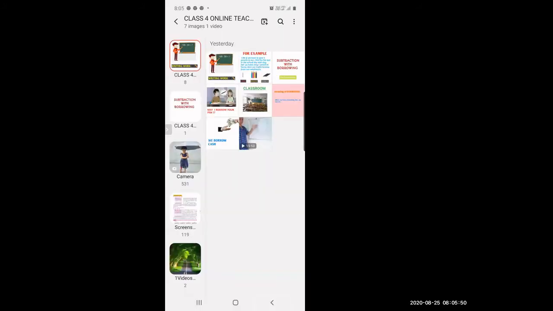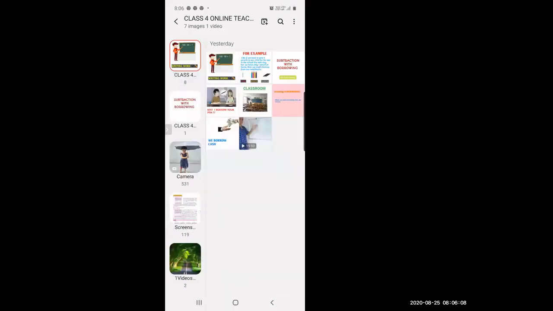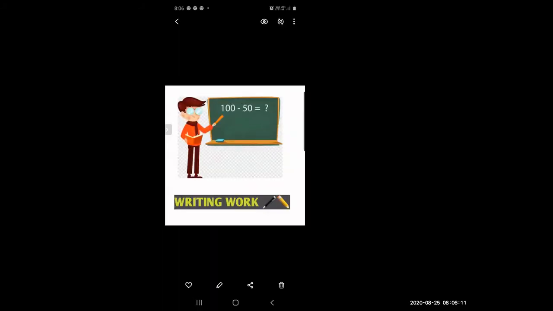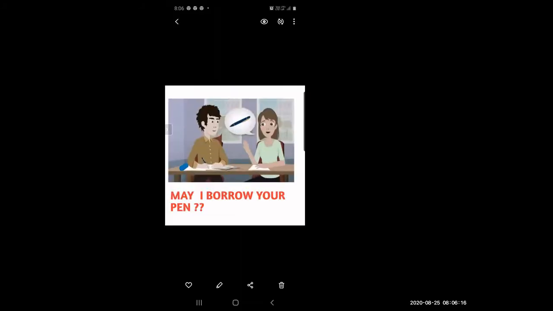Now let's take one more example. Suppose you are in our classroom. Yes, even we all miss classrooms. You students, we teachers, we all miss classrooms nowadays. So here is your classroom. Just imagine that you are in the classroom right now, and your teacher came and is giving you some writing work. But you don't have a pen or pencil. So you will borrow the pen or pencil from your friend sitting next to you.